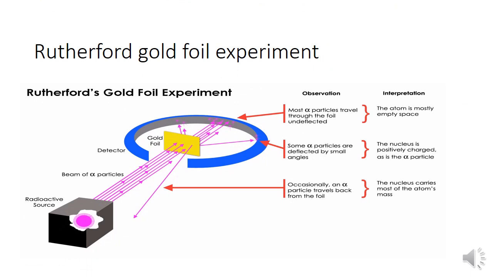Yes, let us see the Rutherford Geiger experiment, with a radioactive source. You see, this is the source. Then the beam of alpha particles is moving towards the foil.